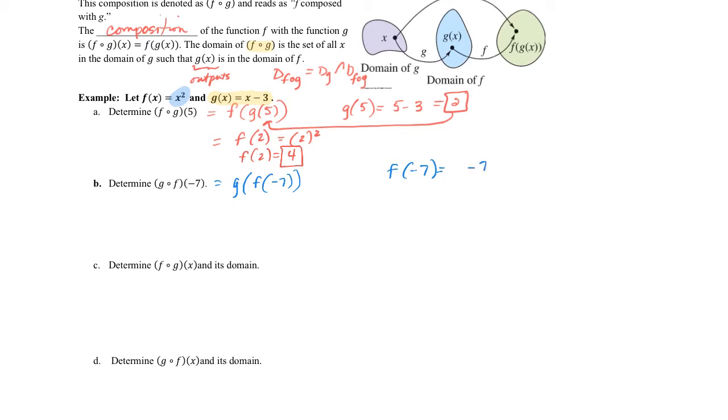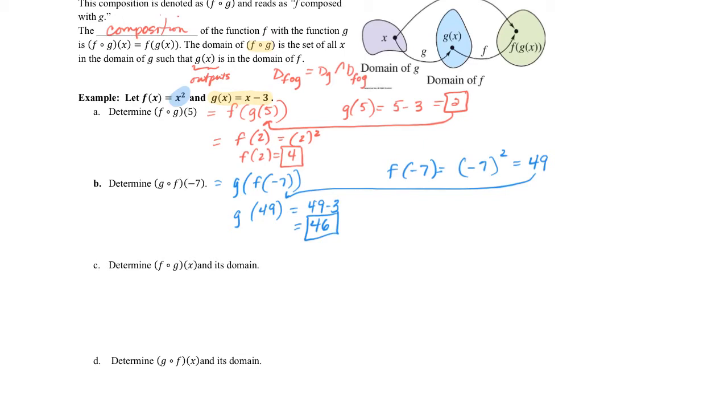negative 7 squared. Negative 7 times negative 7 is positive 49. So positive 49 is f of negative 7. So we'll substitute in place of f of negative 7 the value 49. So g of 49 then equals 49 minus 3, or 46. So that is my final answer. g composed with f of negative 7 is equal to 46.